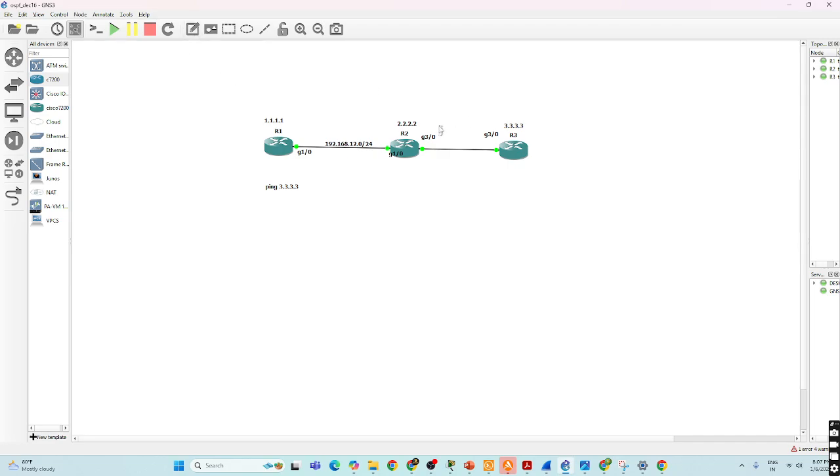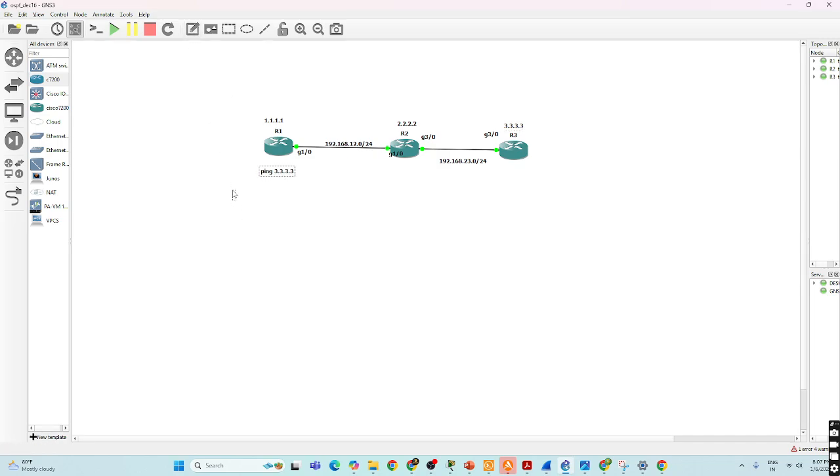This is which network? 23.0 slash 24. Okay, simple. The thing is, if you want to ping from 1.1 to 3.3, you cannot ping because there is no route in the routing table. What you need to do is add the routes. The 3.3.3 route should be there in R1's routing table. Last time we added the route manually.